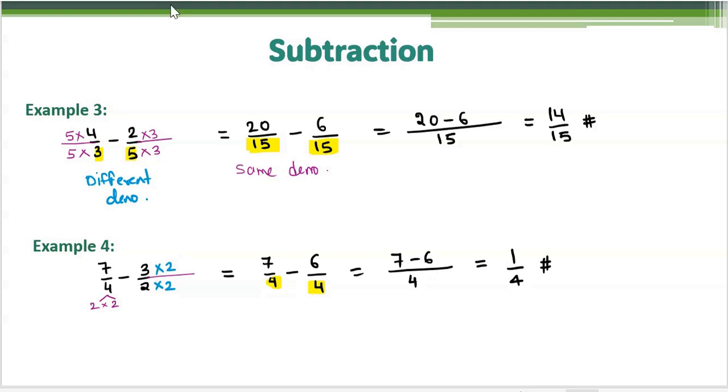So this is how we add and subtract two fractions. I hope it is clear.